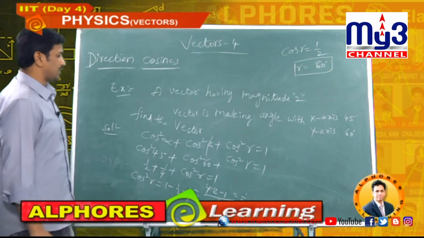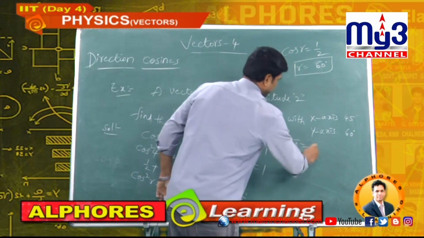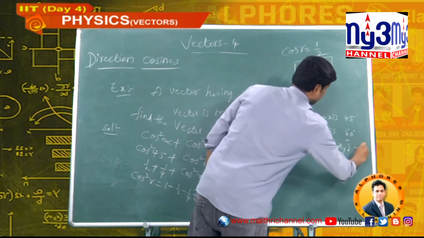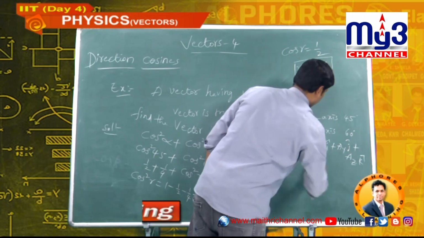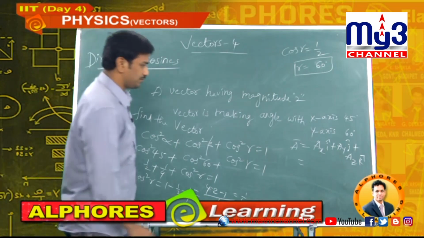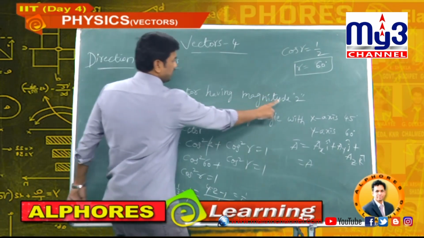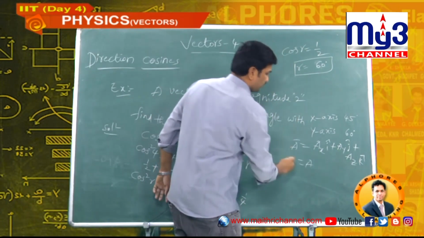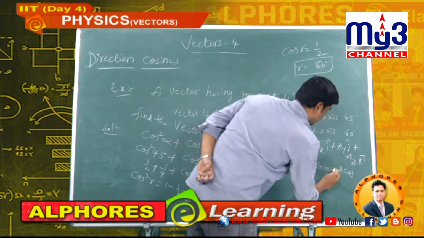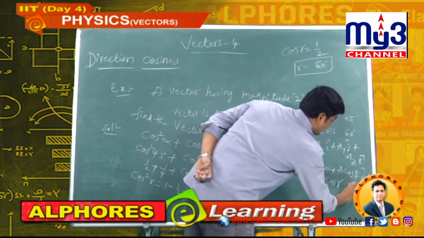Now we should calculate the vector. How can you calculate the vector? Now A bar is equal to Ax i cap, Ay j cap, Az k cap. What is Ax? Previously we calculated Ax is A cos alpha. What is the value of A? 2. Value of A is 2. Ax value is A cos alpha, Ay value is A cos beta, Az value is A cos gamma.